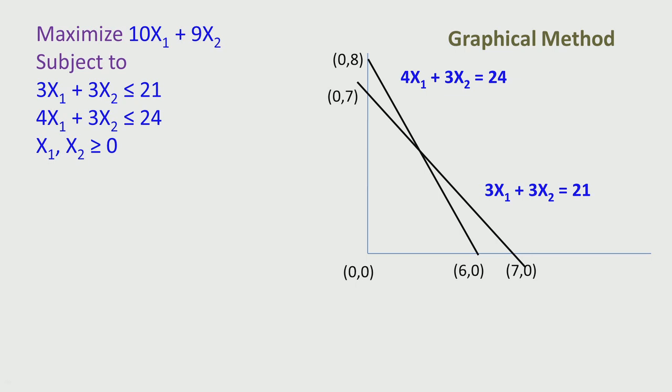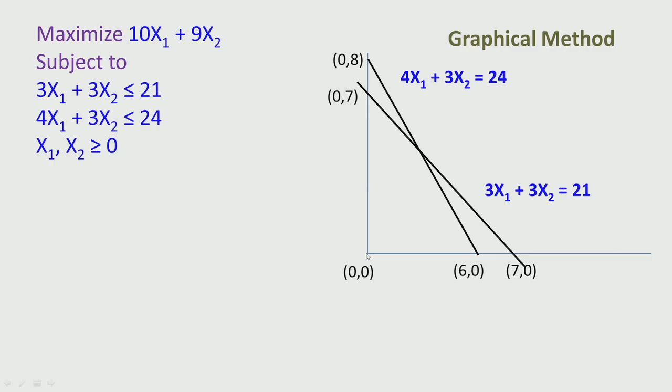Once again, this line will divide the region into 2 portions. One is this portion, the other is the portion on the other side, one of which will correspond to 4x1 plus 3x2 less than or equal to 24, and the other will correspond to the greater than or equal to. As we did before, we take a convenient point which is the origin and evaluate it.